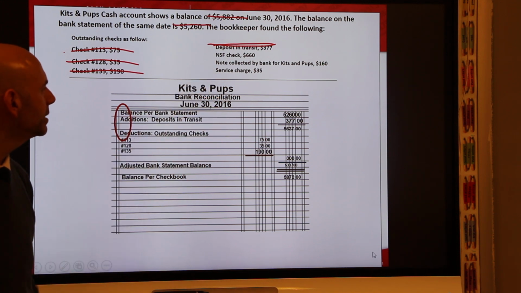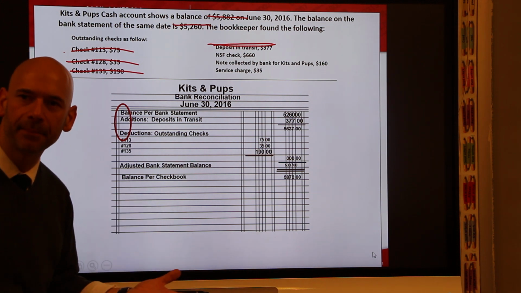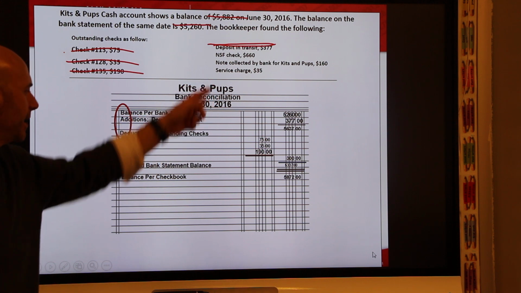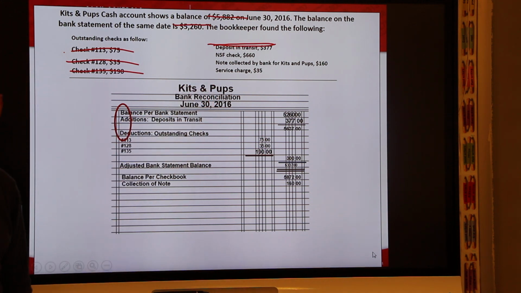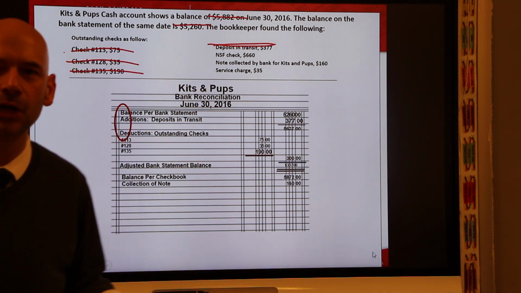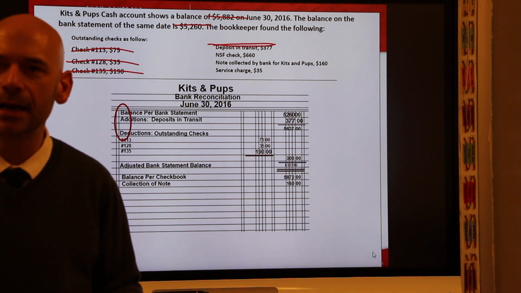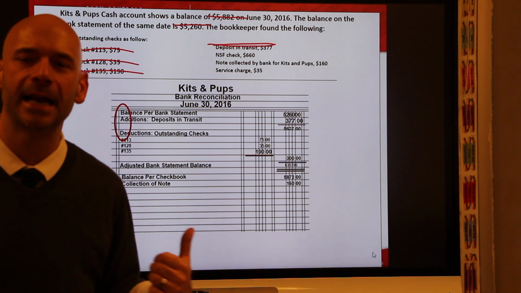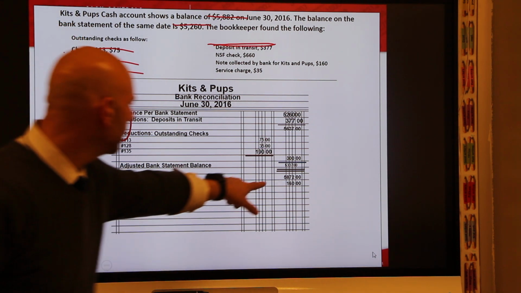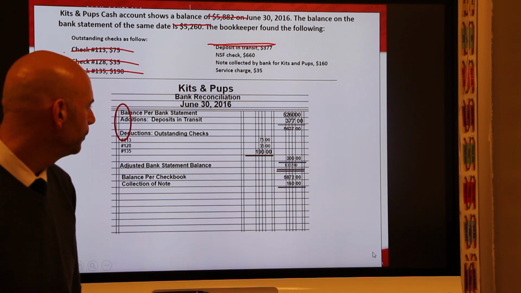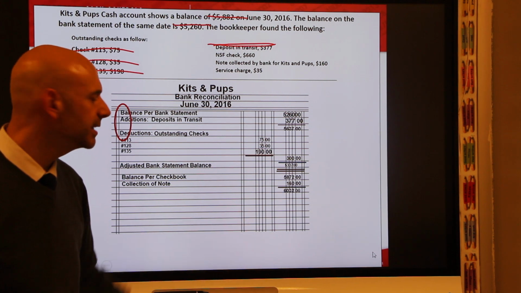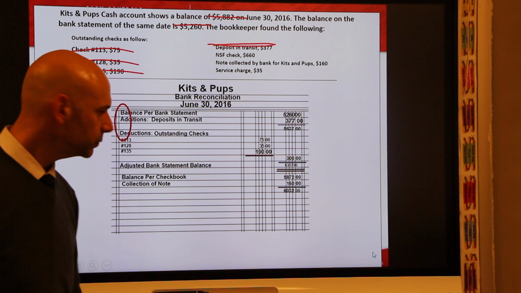So what things took place during the month that would add to our bank balance, but the checkbook doesn't have recorded yet? The first one we're going to look at is the note. So the collection of the note. We earned $160 on our bank balance. Now that's great, and it came when we got our statement at the end of the month, but we didn't record it yet in our checkbook, and that's what we have to go back and do now. So we're going to add 160 to the original balance, and that's going to give us a subtotal of $6,032.